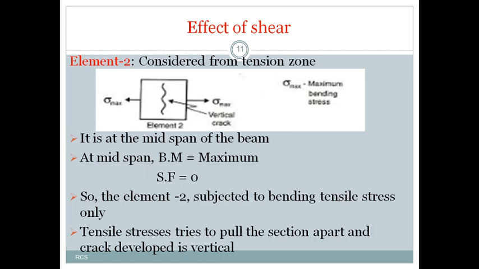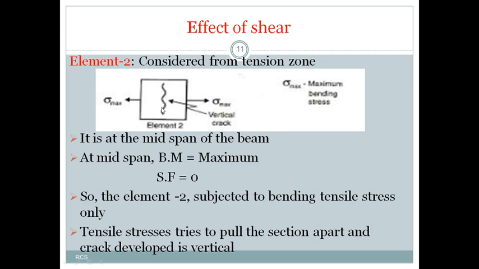Suppose you are choosing that element in the compression zone, there also we get one more stress, that is bending stress, but that bending stress is with respect to the compression. But we have chosen that element in the tension zone, so that's why the stress induced in this particular element is bending tensile stress only. So what will this bending tensile stress do in this particular element of the beam? It will try to split this element into two parts.